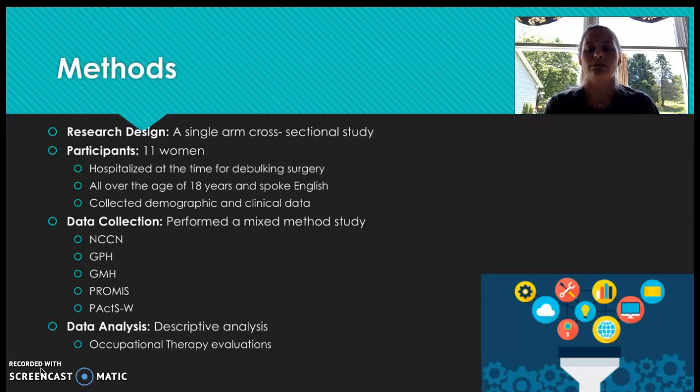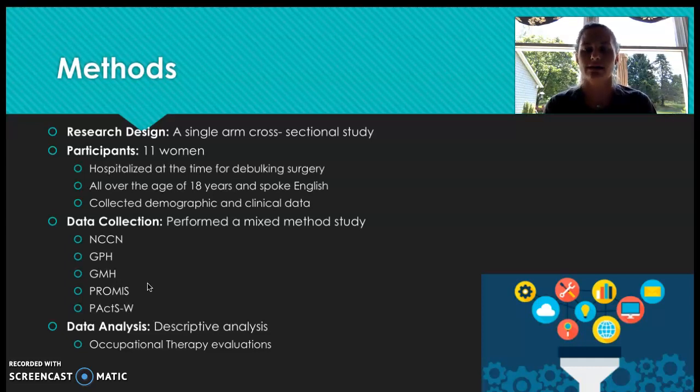So the data collection. This was a mixed-methods study. They used functional assessments, structured surveys, and semi-structured interviews. As you see below, here are the different types of assessments that were used by the researchers. First was the NCCN, also known as the National Comprehensive Cancer Network. Next is the GPH, which is the Global Physical Health. The next assessment that was used was the GMH. This is Global Mental Health.